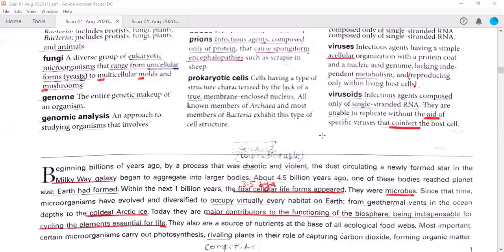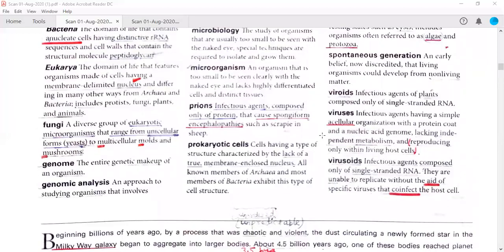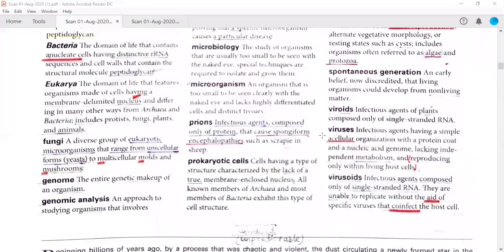Okay. And before starting the topic, there is an interesting story, about prions only. I do not know if you have heard about it or not, but this is an interesting story. So let's start.